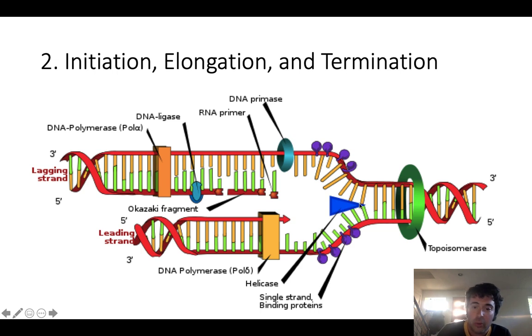Now, this is your replication fork. So you have a strand of DNA and a strand of DNA. This strand of DNA, if you notice, this is the 5', so you kind of twist it over here.